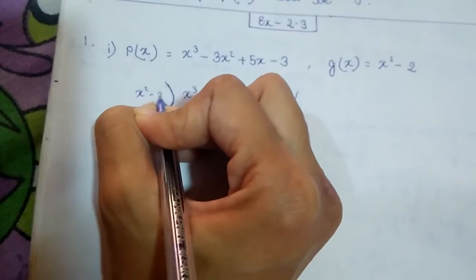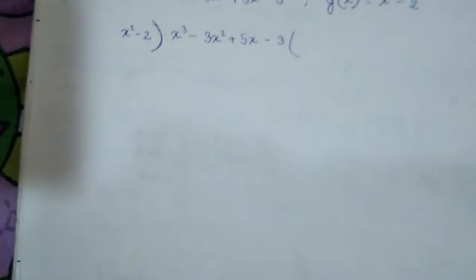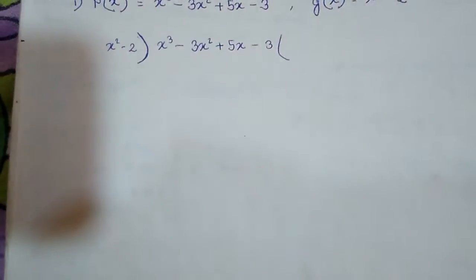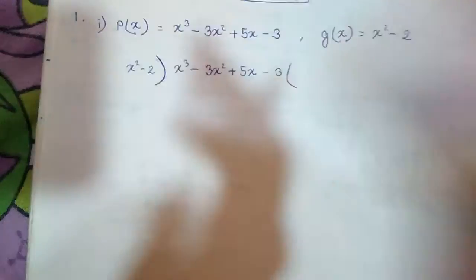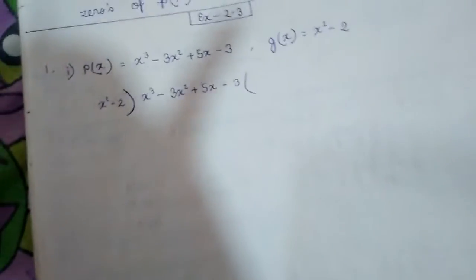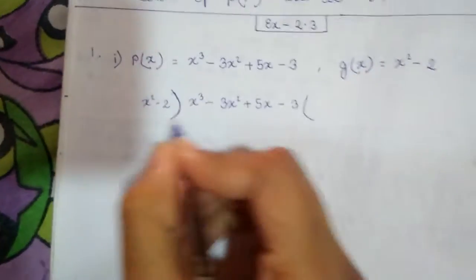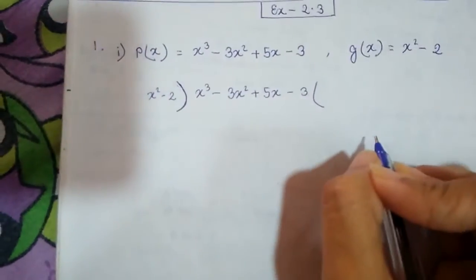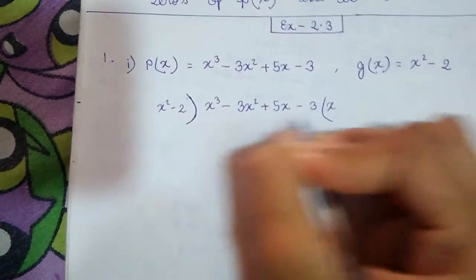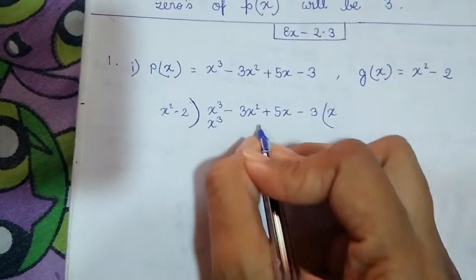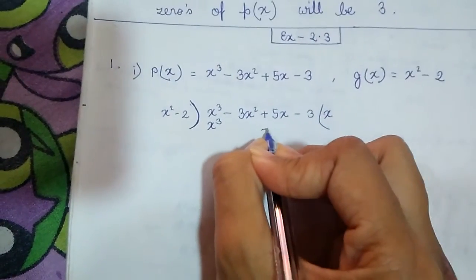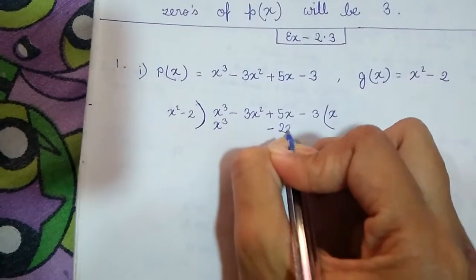Now first we have to see the degree. Degree of p(x) is 3 and degree of g(x) is 2. So what we have to do is find by which number we multiply g(x) to get p(x) as x cube. It's simple: x square into x becomes x cube, and 2 into x becomes 2x. We have to write it with the similar number, 2 into x, 2x.